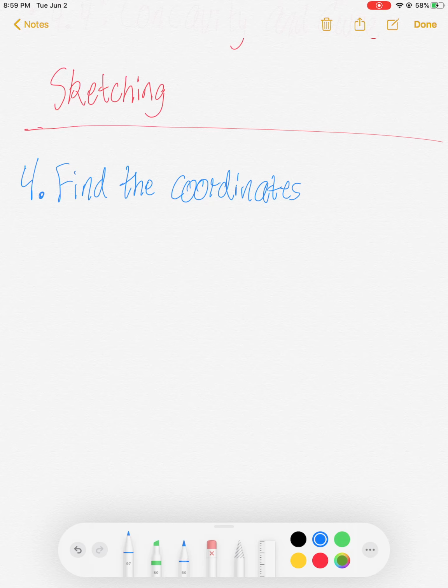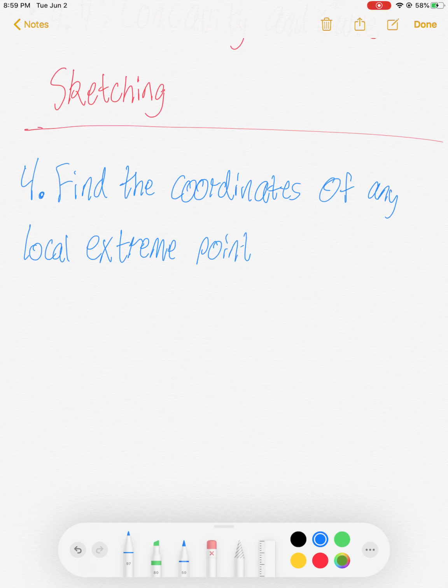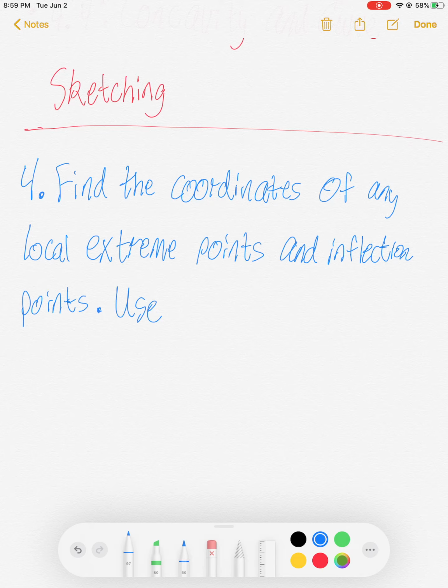The first problem which I would like to do from this homework set is problem 4. And here we are going to find the coordinates of any local extreme points. You may also see that written as local extrema. That's how I was taught, but they mean the same thing. Extremum versus extreme point, they're the same. Any local extreme points and inflection points.